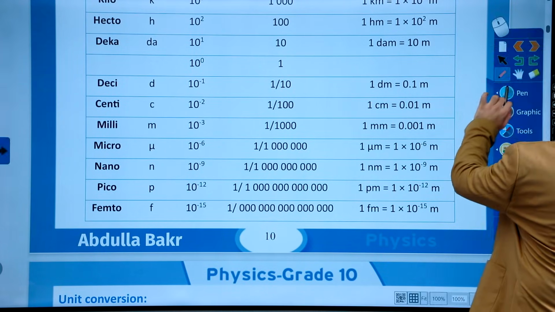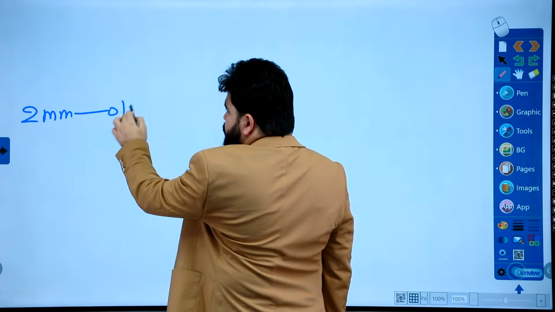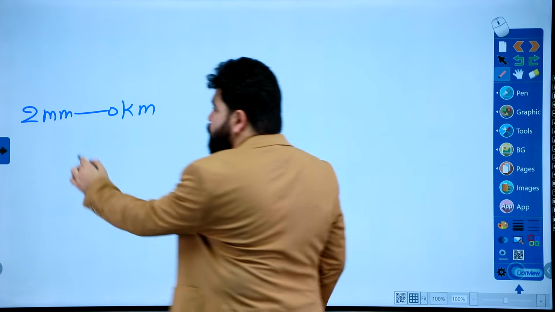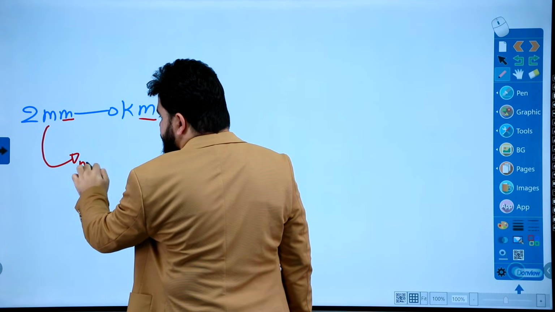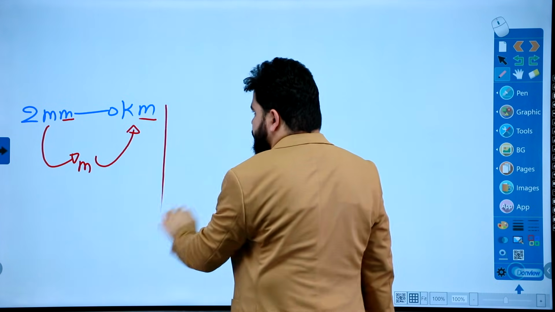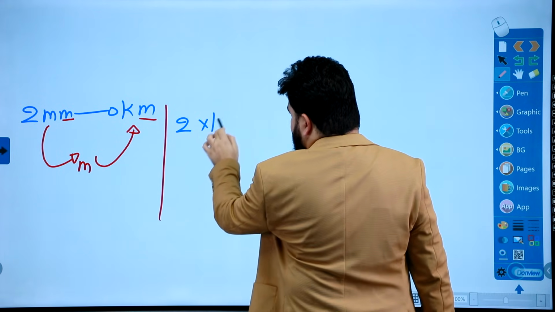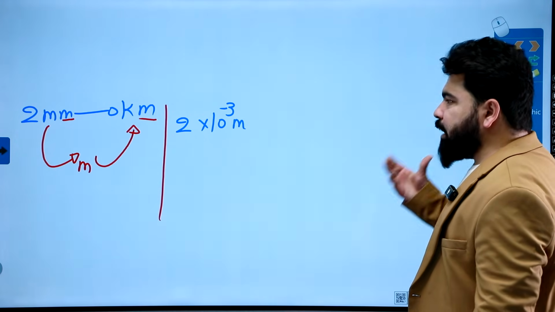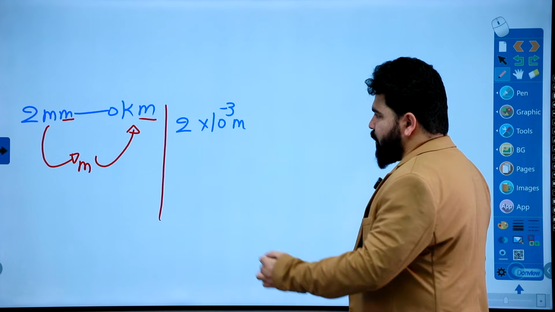But what if you have 2 prefixes? Let's say you have 2 millimeters and you are changing this to kilometers. So you have 2 prefixes. What do you do this time? Take the common one. Meter is the common thing between them. So first change milli to meter, and then change this meter to kilometer. Let's do it. We're going to have 2 times 10 to the power of negative 3 meters, because I am removing the meter from milli, so I have to add the powers of 10 as they are.